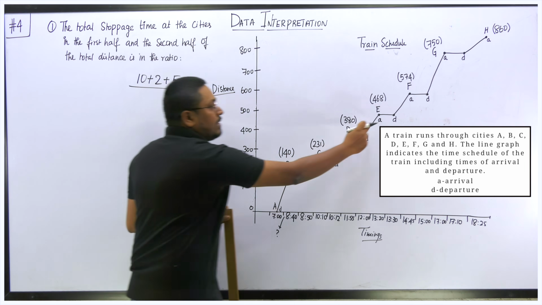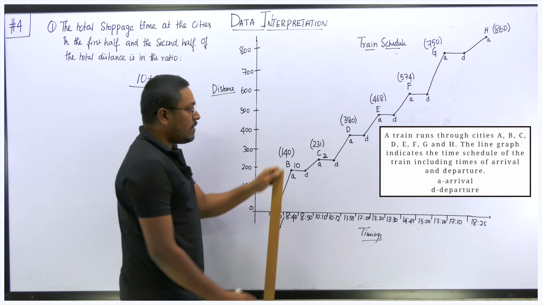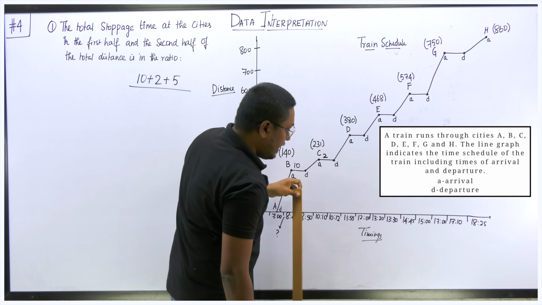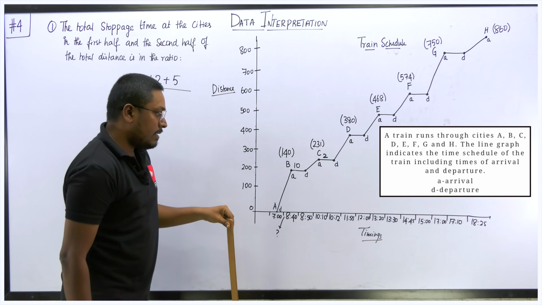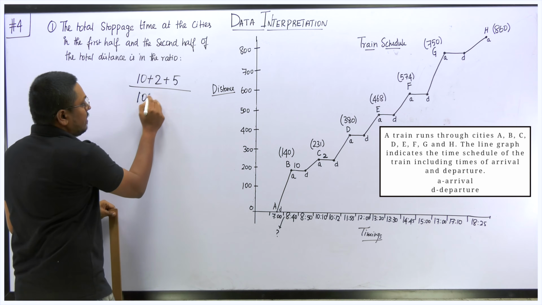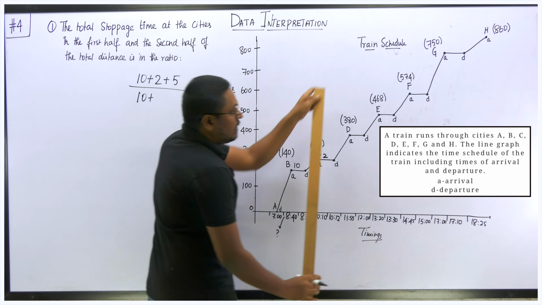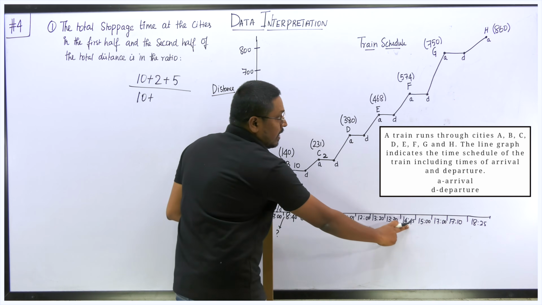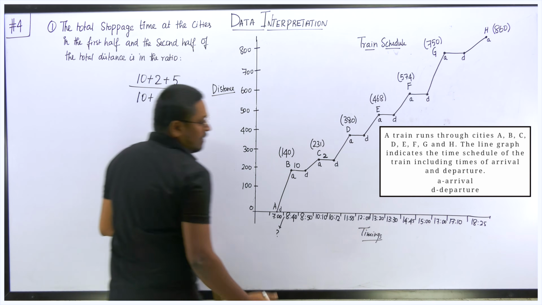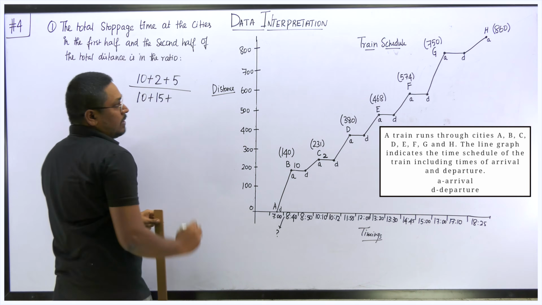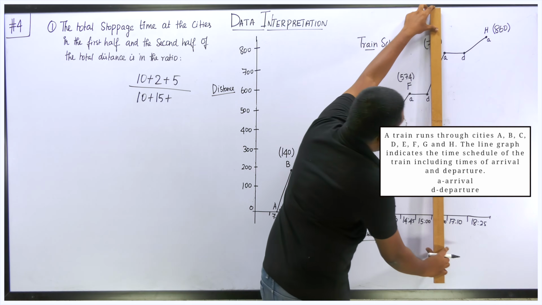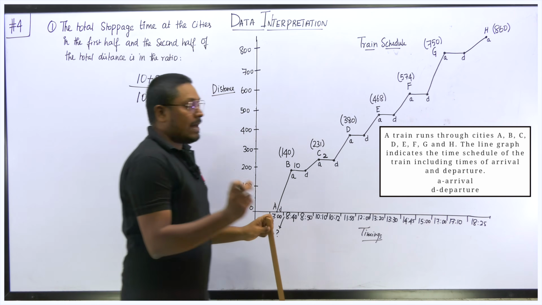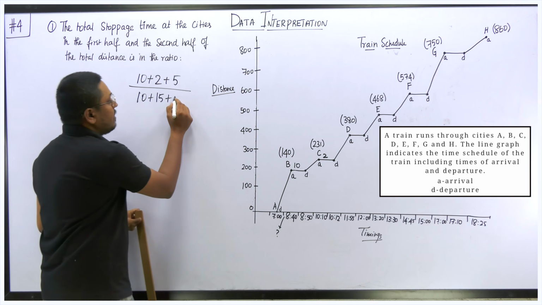So the second half will be these three values. For E, it will be 13:20 and 13:30, so the resultant will be 10 minutes stoppage time. Next stoppage time will be 14:45 and 15, so 15 minutes will be the next stoppage time. For the last station, 17:00 and 17:10, so the gap will be 10 minutes. So 10 minutes will be the last stoppage time.